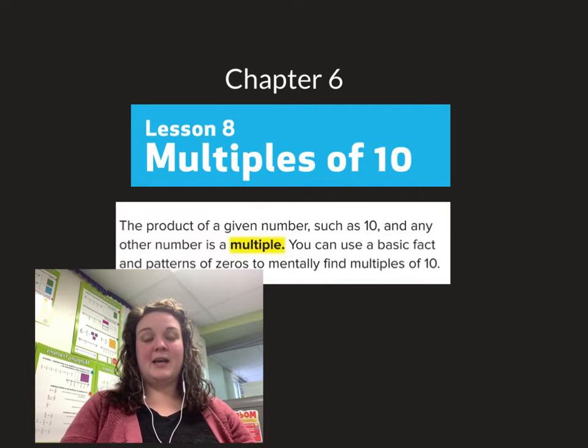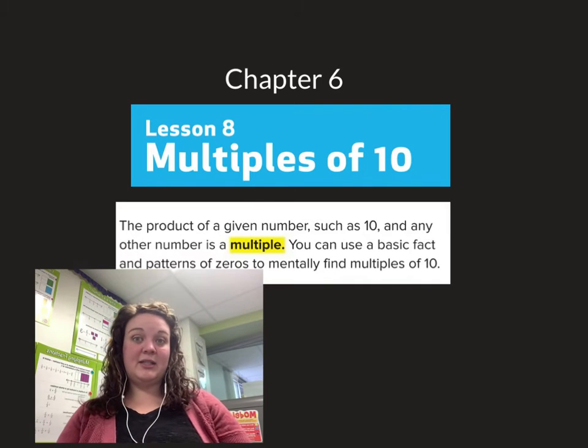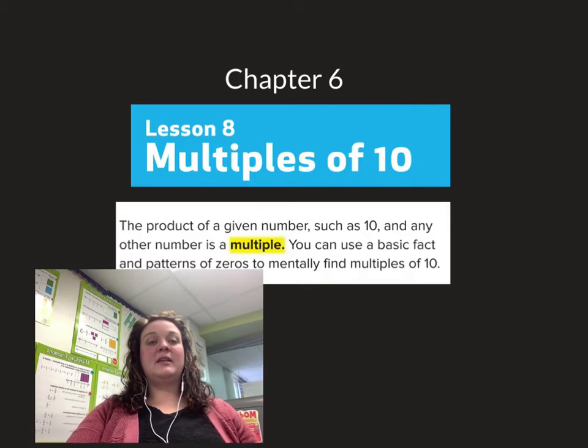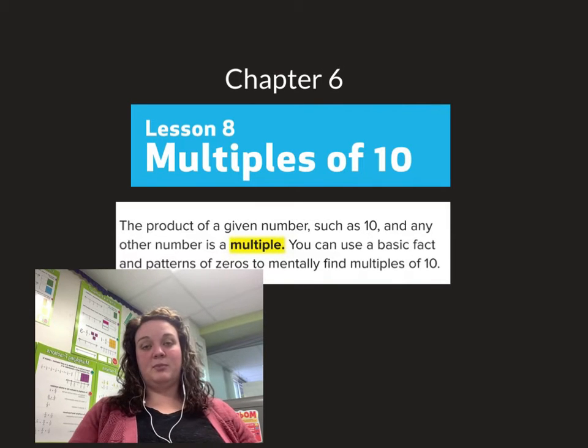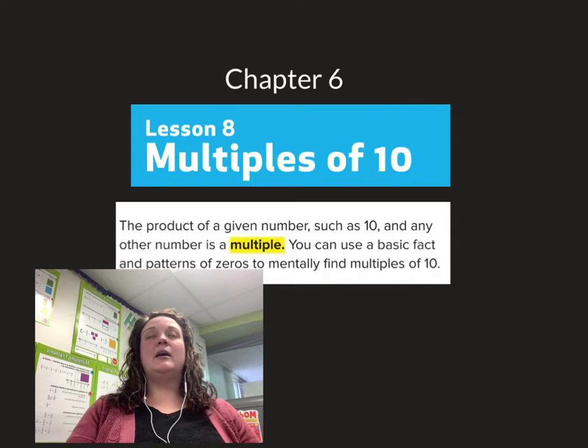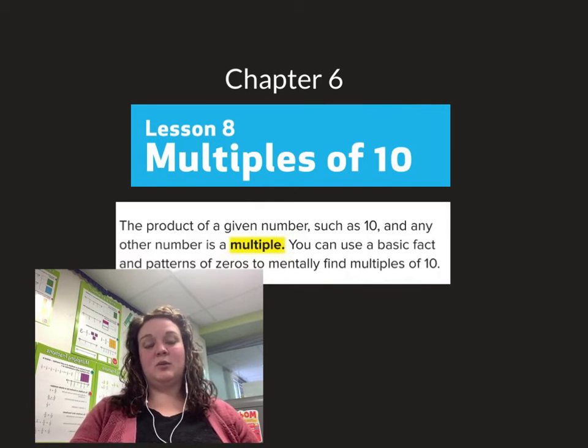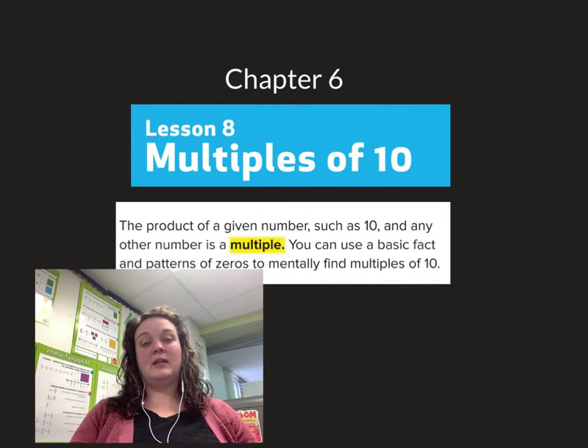So the product, remember, that's the answer to the addition or multiplication problem. The product of a given number such as 10 and any other number is called a multiple. So if I do 10 times 1, 10. 10 times 2, 20. So 20 is a multiple of 10, 10 is a multiple of 10, 30 is a multiple of 10, right? And the way I like to think about multiples is that they are count by numbers.